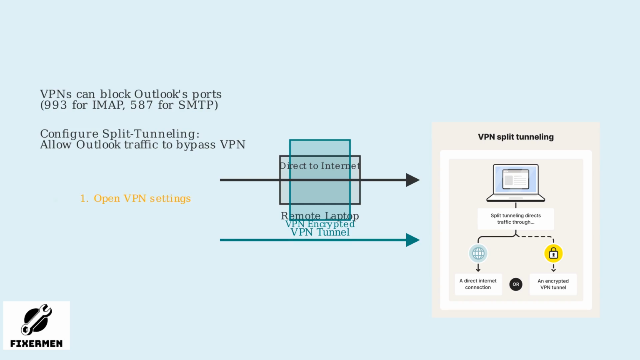To configure split tunneling for Outlook, first, open your VPN settings in the application you're using. Next, enable split tunneling mode and specify that Outlook traffic should bypass the VPN. Finally, exclude Microsoft 365 domains like outlook.office365.com from the VPN routing. This configuration ensures Outlook connects reliably while maintaining security for other network traffic.